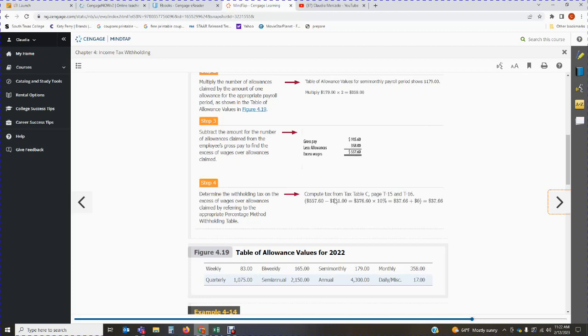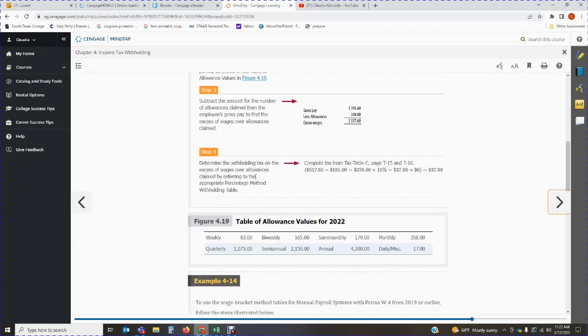From there, we have to do an additional calculation to determine the actual withholding tax on the excess of wages over allowances claimed by referring to the appropriate percentage method withholding table. So we have the amount of the earnings minus the amount of the withholding. That gives you the taxable amount. You multiply it by a rate, you get a dollar amount, and then you add any additional taxes. We'll go over this in detail.